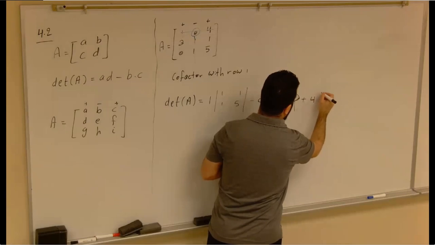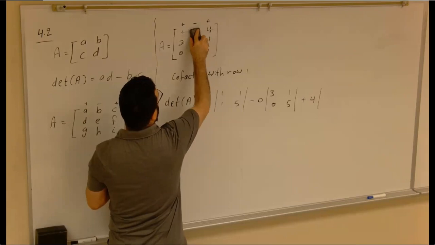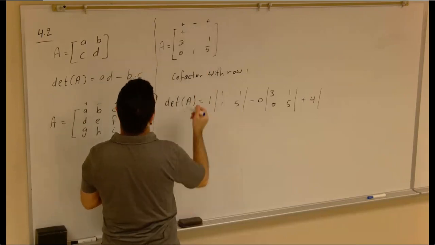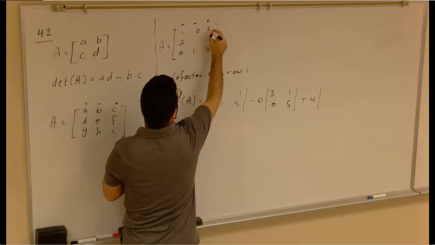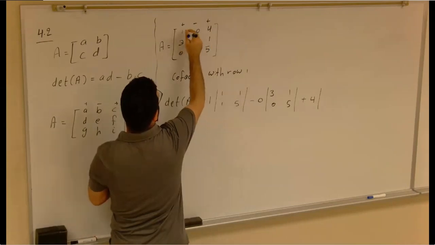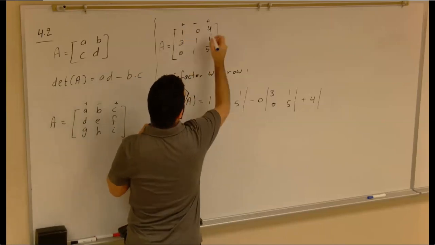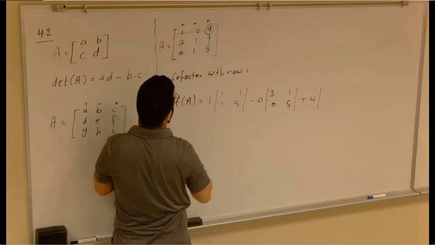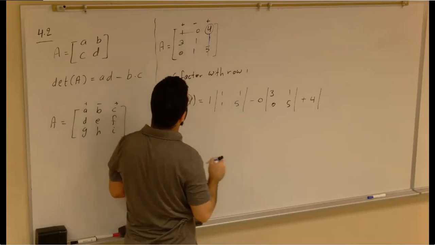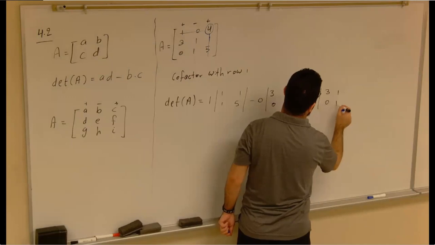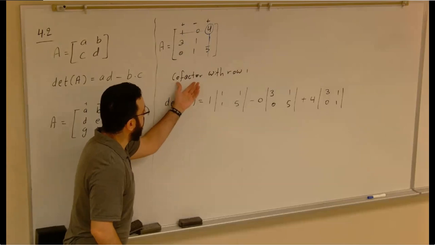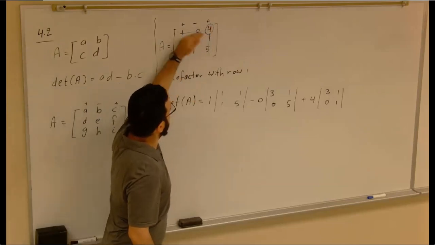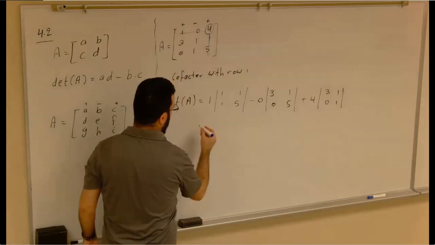And do the same thing. Now the third element is 4, so cancel this row and this column. What's left is 3, 1, 0, 1. Again, don't forget, this is cofactor with row 1. That means the plus, minus, plus is going to be along the first row. So now we have to work on this one.